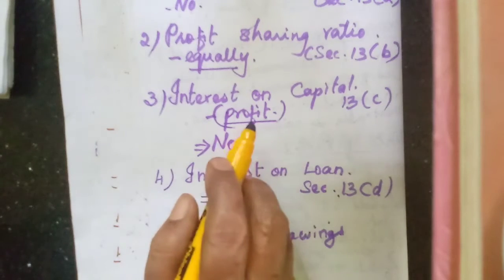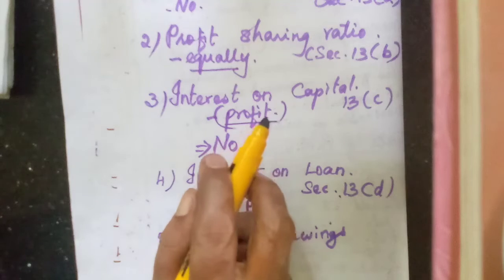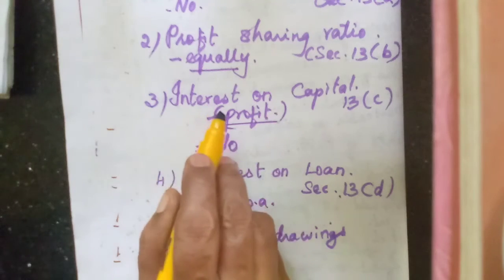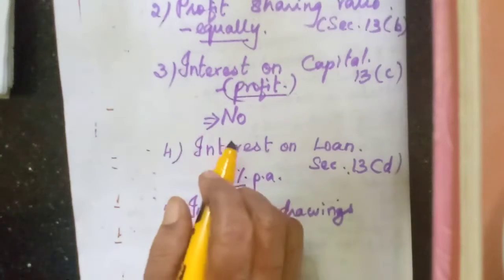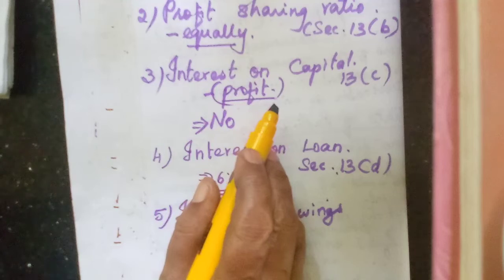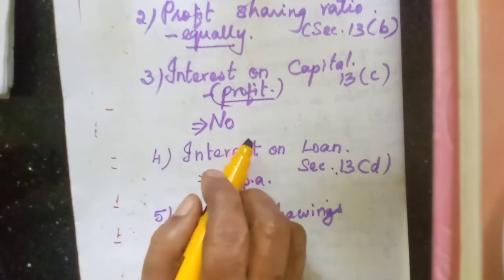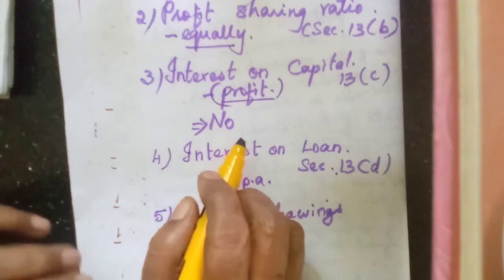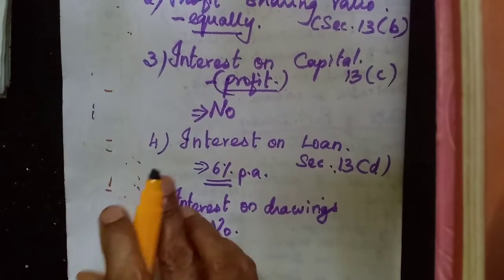And if at all they are given, only if there is enough profit, then only they have to give interest on capital. If at all it is stated in the partnership deed, if there is no profit, they cannot give interest on capital. That is what is mentioned. If there is profit only, they can give interest on profit.